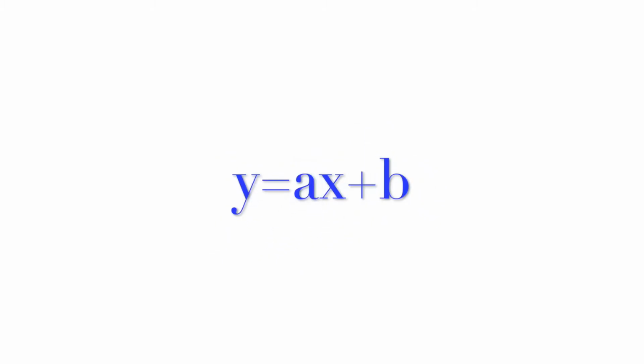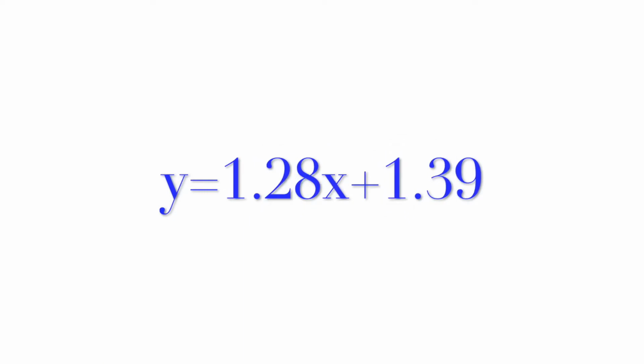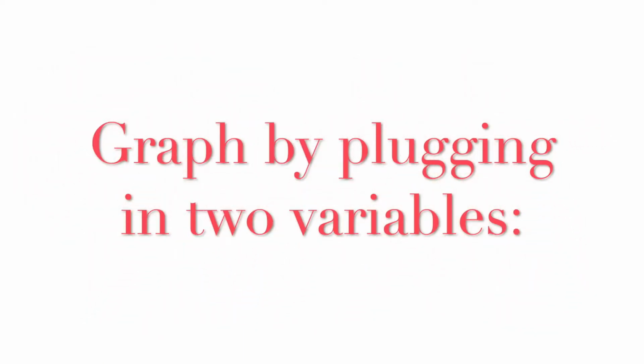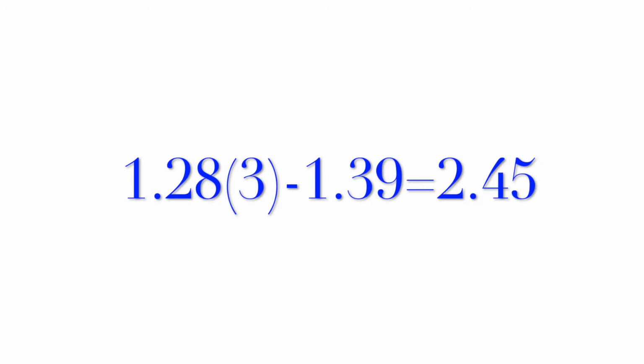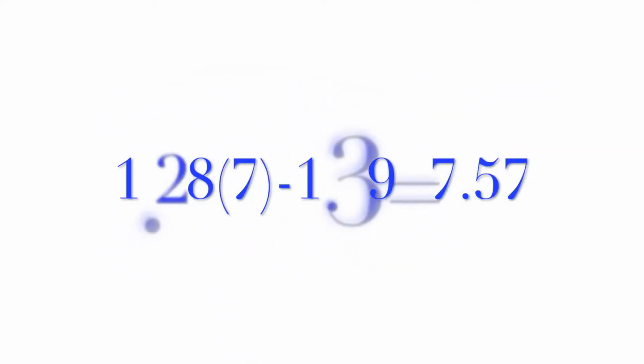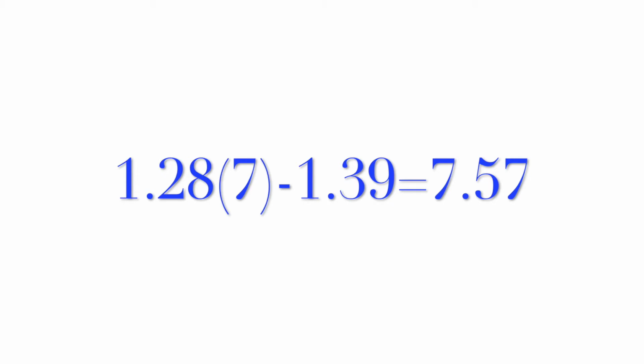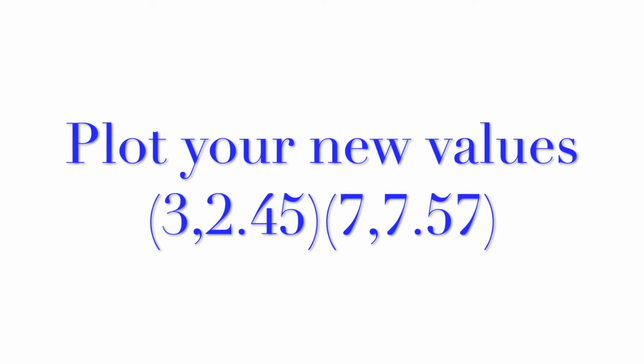To graph the least square regression line, we would use ax plus b. We would fill in the ax plus b from our calculator. To graph it, we would pick two x values of our choosing. We plugged in 3 for x and found out that our y would be 2.4, and then we plugged in 7 and found out that our y would be 7.57. Now these are our new coordinates which we can plot.